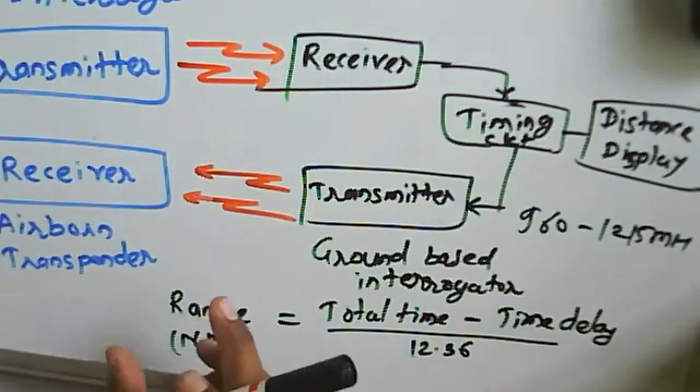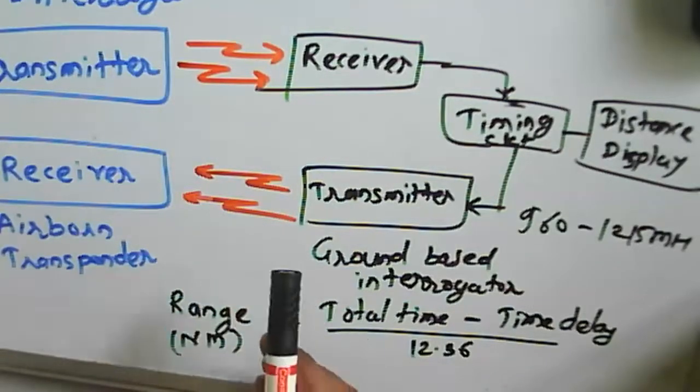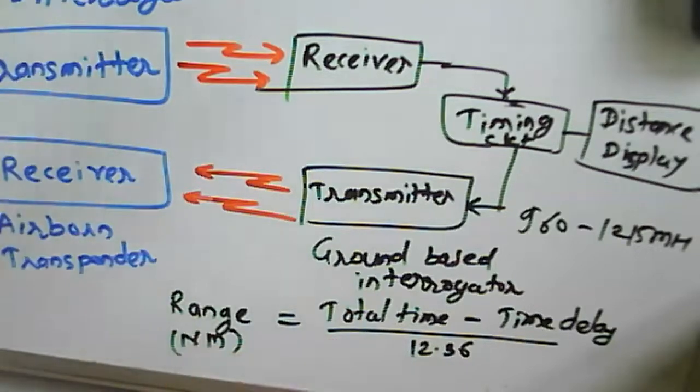It will mostly be used as a navigational aid for the aircraft, as a distance measuring device, and it will be used for navigation. So that's all about the DME system. So with this we stop here.